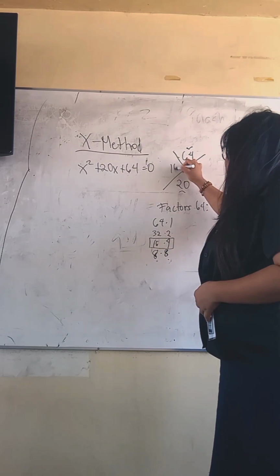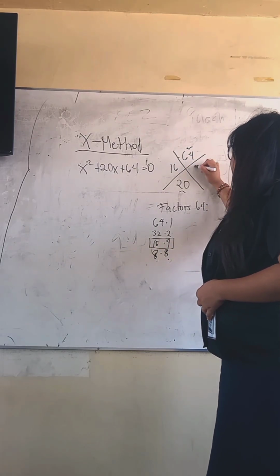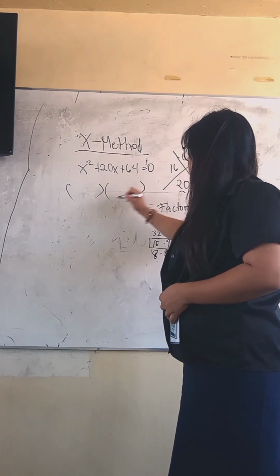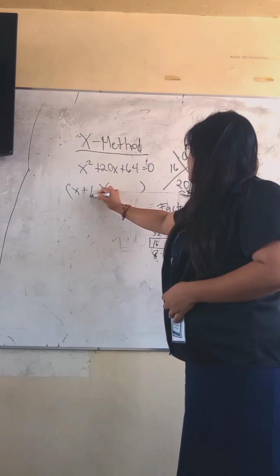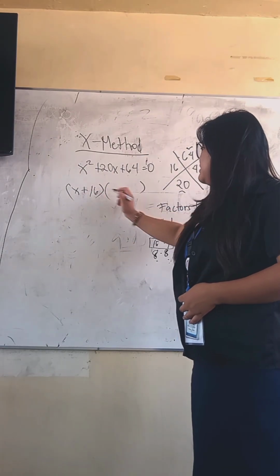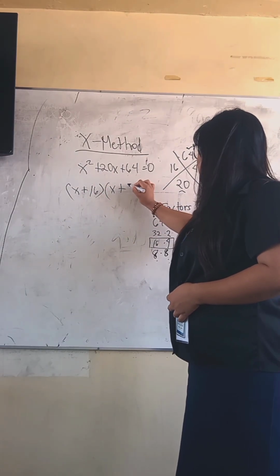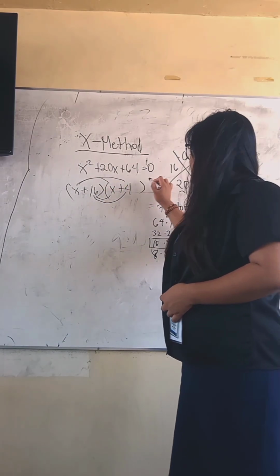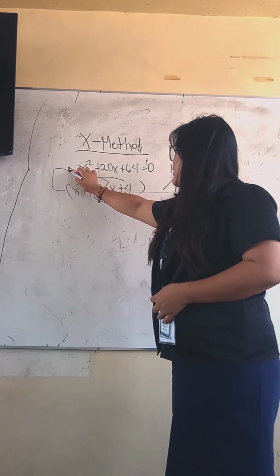So we write 16 here at the left and 4 here at the right. And if we factor this, it will be (1x plus 16) times (1x plus 4). If we use the FOIL method, the answer is this first equation.